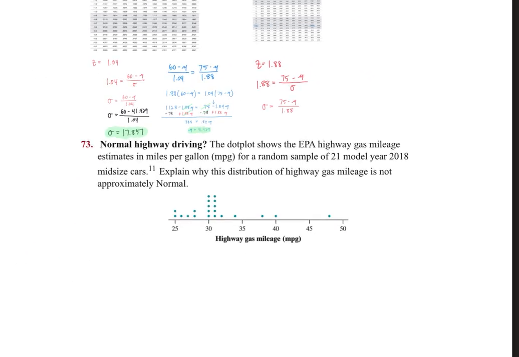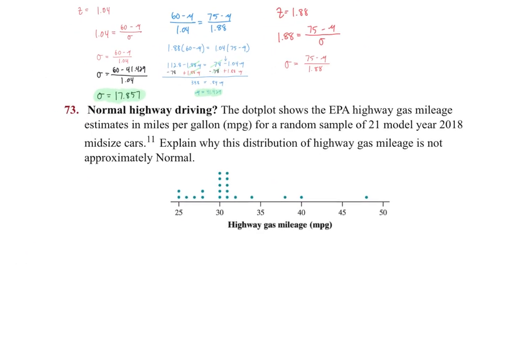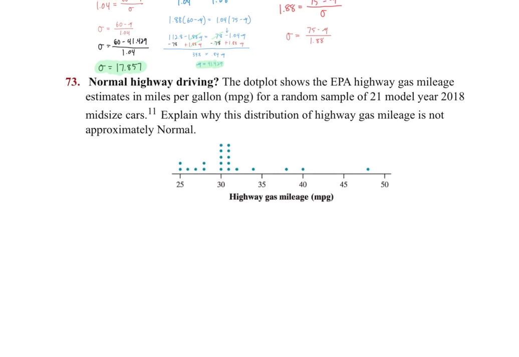Okay, so next one. Normal highway driving. The dot plot shows the EPA highway gas mileage estimates in miles per gallon for a random sample of 21 model year 2018 midsize cars. Explain why this distribution of highway gas mileage is not approximately normal.